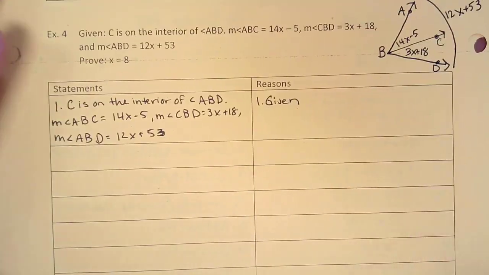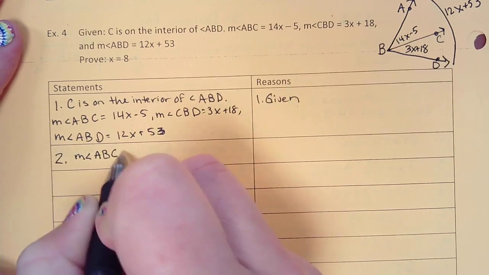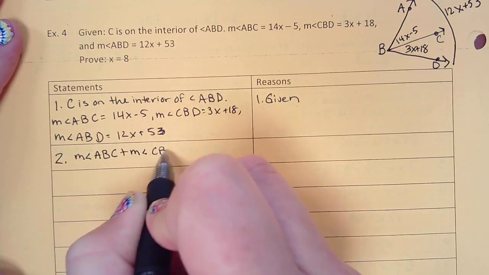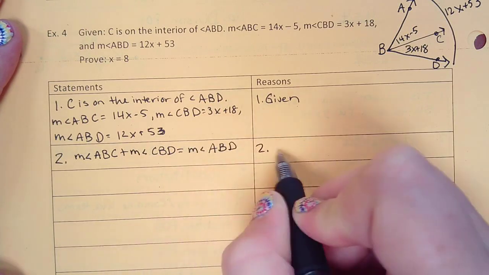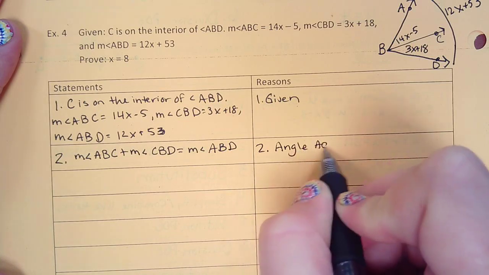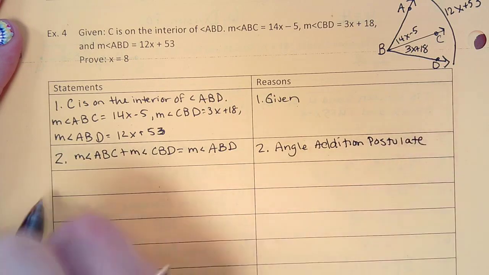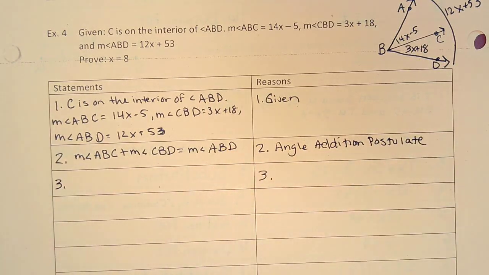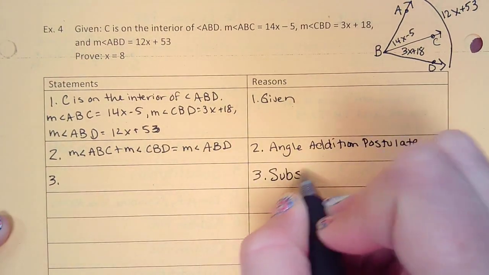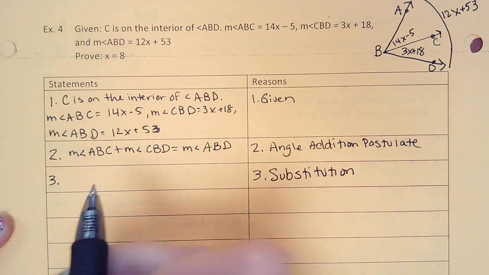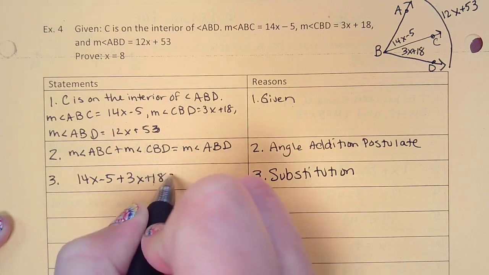So step 2, we have measurement of angle ABC plus measurement of angle CBD equals measurement of angle ABD. Angle addition postulate. Step 3. Now let's plug in the numbers, and that would be called substitution. So we have 14x minus 5 plus 3x plus 18 equals 12x plus 53.